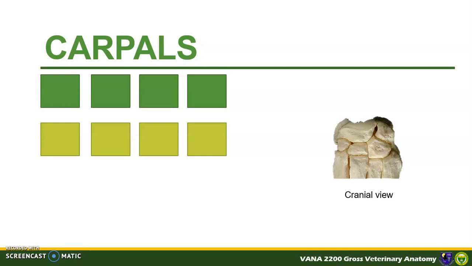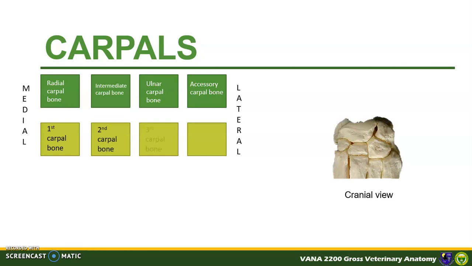For orientation purposes, let me emphasize that this is the medial side and this is the lateral side of the animal. In naming the bones, we start from the medial to the lateral. The upper boxes are part of the proximal row, while the lower boxes are part of the distal row. Carpal bones at the proximal row are called radial carpal bone, intermediate carpal bone, ulnar carpal bone, and accessory carpal bone. On the other hand, those at the distal row are numbered from 1 to 4. So we have the first carpal bone, second carpal bone, third carpal bone, and the fourth carpal bone.